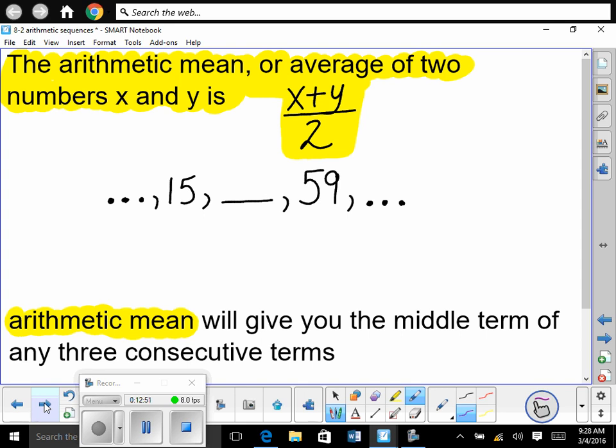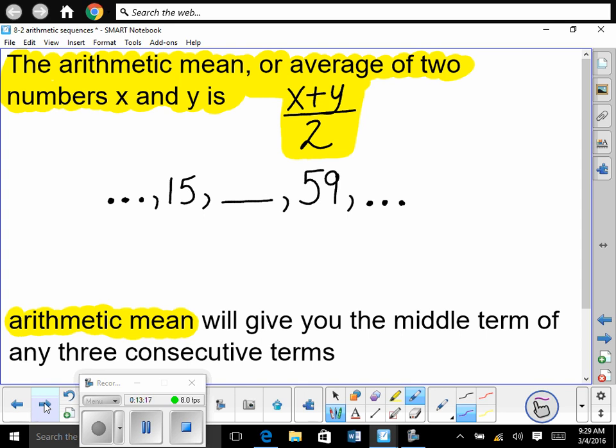if we wanted to find the middle term between 15 and 59, if we found the midway point, wouldn't that be the number that we're talking about here in the middle? So how do you find the midway point? Isn't that the average between the two? Okay, so instead of figuring out how much you're adding each time, you could just find the average of the two numbers, and that would be the number in between, right? So you could do it like that.